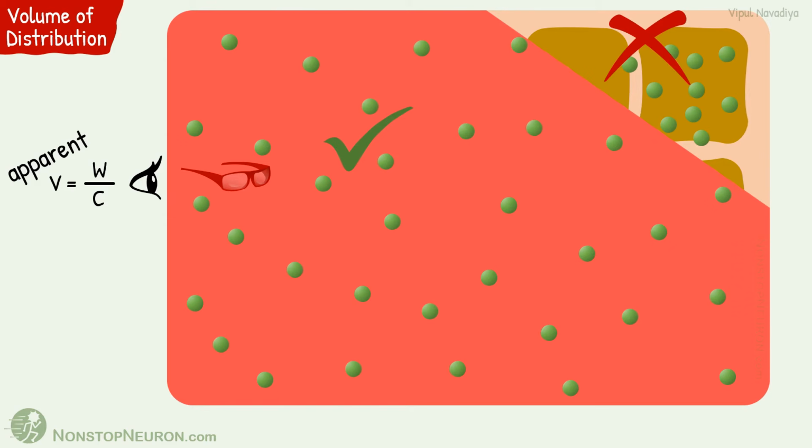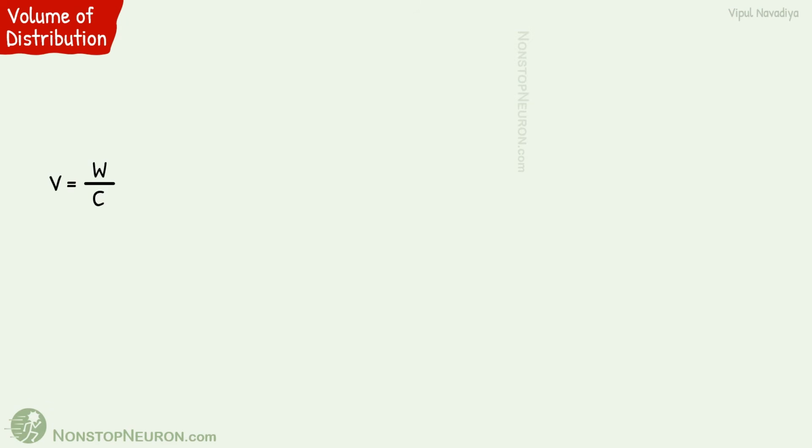So this is the limitation. The volume that we are measuring is an apparent volume, not a true volume. In spite of this limitation, it is a useful parameter. It gives a rough idea about how deep the drug is spreading in the body.